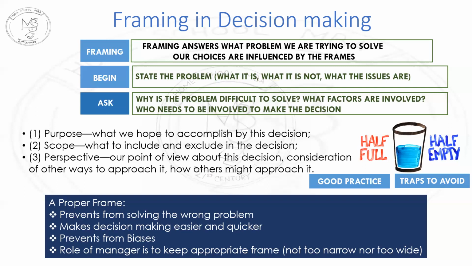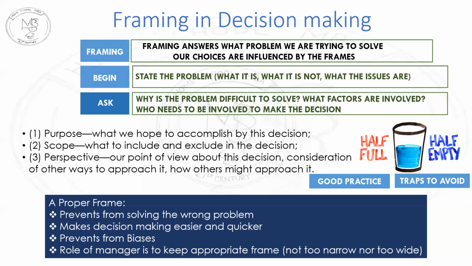Ask why is the problem difficult to solve, what factors are involved, who needs to be involved to make the decision. Now, this particular area can be answered by MBO, management by objectives. That is the process in which you discuss and solve the problem and bring out various alternatives and you select the best one.